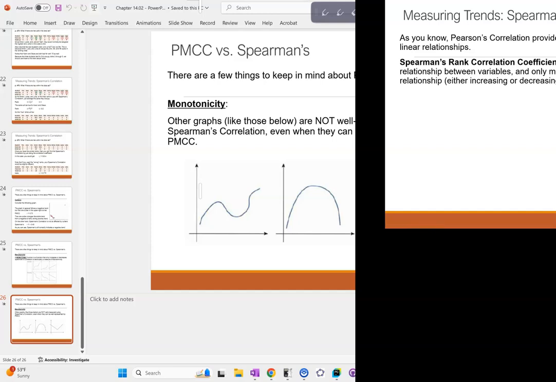A second correlation calculation is called the Spearman rank correlation coefficient. The first one was Pearson's product moment correlation coefficient. The difference between the two: Pearson is a linear relationship. Spearman will describe the strength of any positive or negative relationship. So if your function is generally increasing or decreasing, Spearman's going to cover that even if it's a curve or not. Okay?